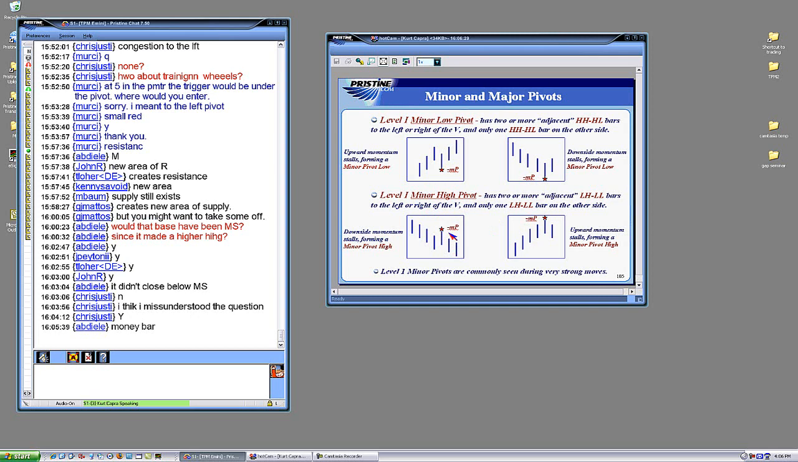So let me just show you how these are kind of related, these pivots here. Do you see that here we have a level 1 minor pivot high? You can see that here, right?